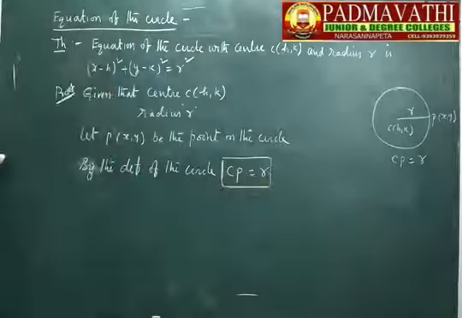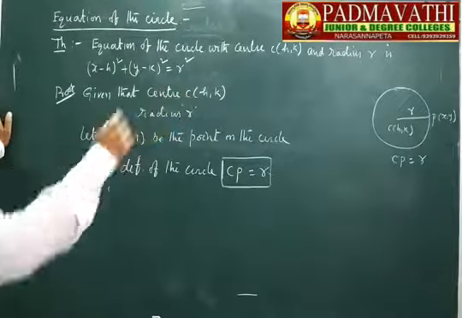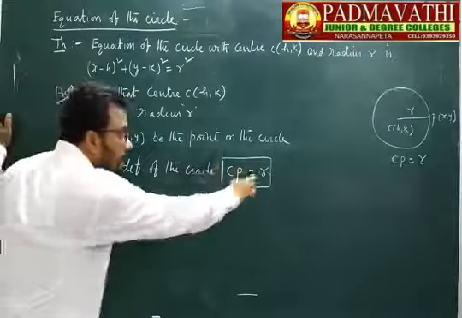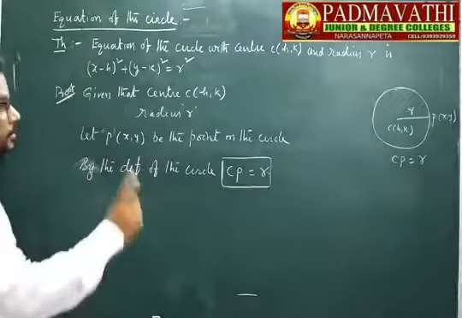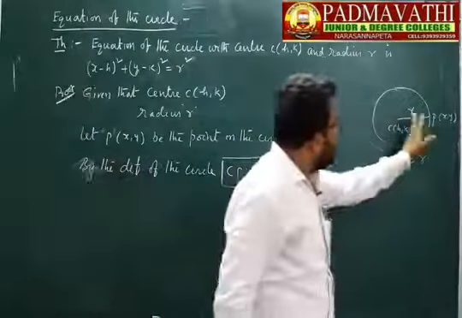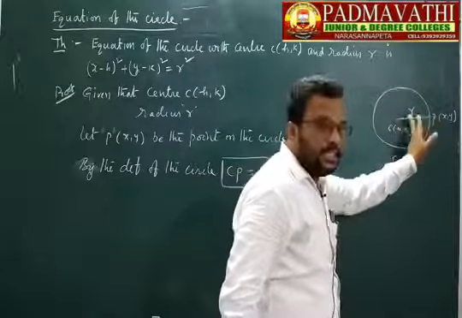Geometric condition. In a locus, we have to take any point on the locus P(x, y), then the geometric condition is CP is equal to r. What is meant by CP? CP is the distance between C and P.